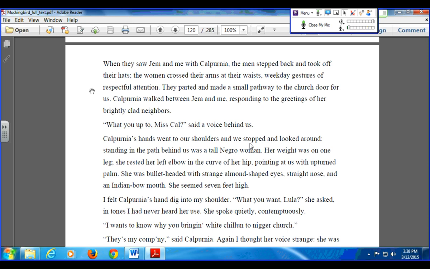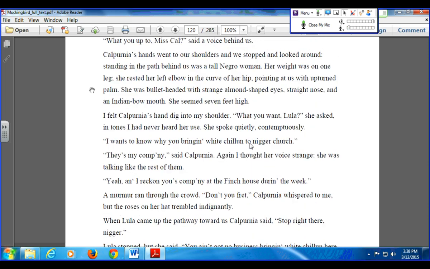"What's up with you, Miss Cal?" said a voice behind us. Calpurnia's hands went to our shoulders, and we stopped and looked around. Standing in the path behind us was a tall Negro woman. Her weight was on one leg. She rested her left elbow in the curve of her hip, pointing at us with the upturned palm. She was bullet-headed with strange almond-shaped eyes, straight nose, and an Indian bow mouth. She seemed seven feet high.